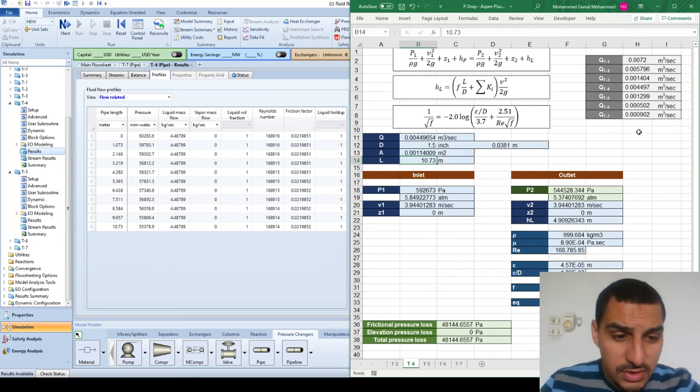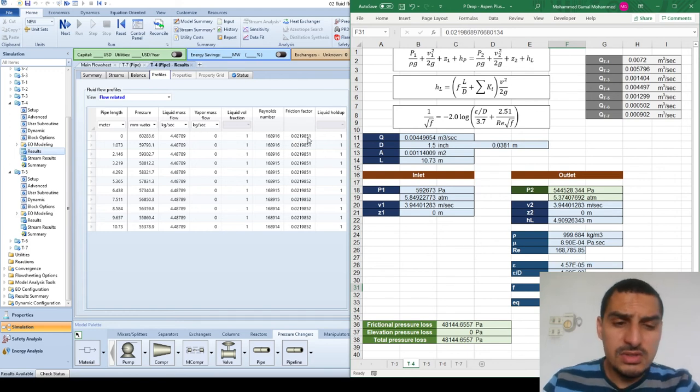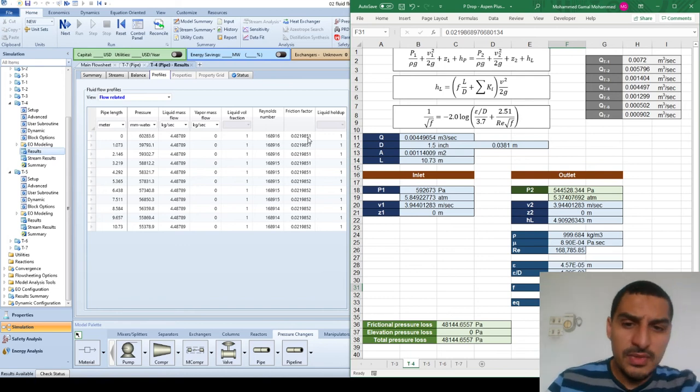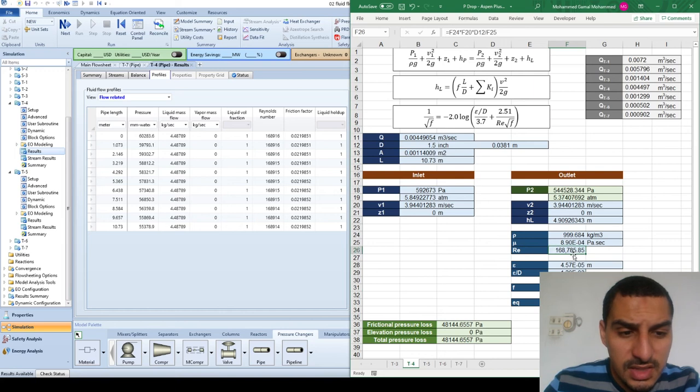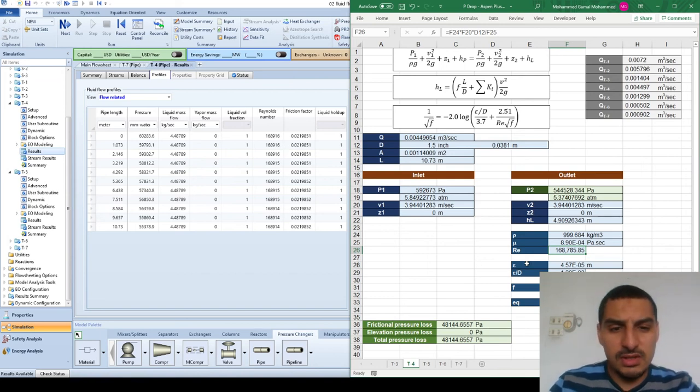And here it's 0.022, and here it's 0.02198, which is pretty close actually to the value that we got. And here you see the exact value, 0.02198.5, so it's almost the same value. And for the Reynolds number, we have here 168,780.5, and it's 168,900, so it's pretty much the same value.